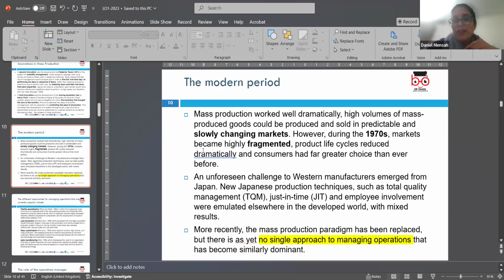I mean, one product would come into demand and then it would not be in demand. People want something new. So again, people wanted variety and different things. So mass production was not very successful by this time, and it started to change again.